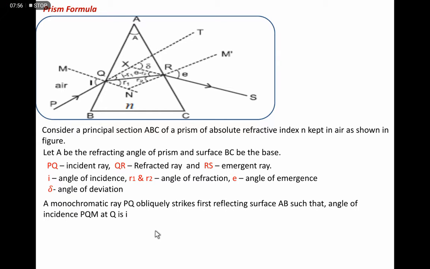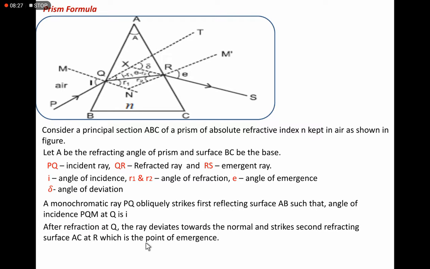Now, monochromatic ray, already we explained, incident on the refracting surface AB, and the incidence angle is I, that is PQM. Q is the incidence point, and R is the point of emergence. When the ray passes through the denser medium, it moves towards the normal, and it strikes R, the second refracting surface, and comes out. So R is the point from which the emergent ray comes out.